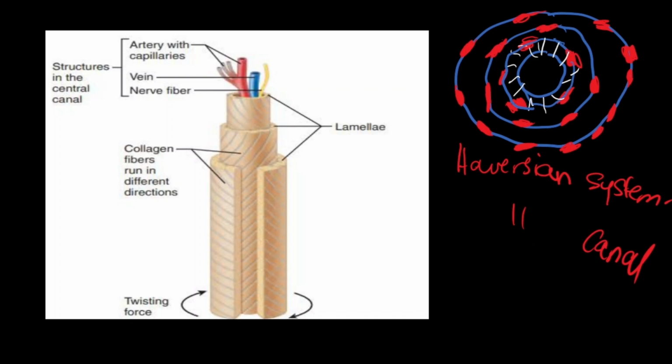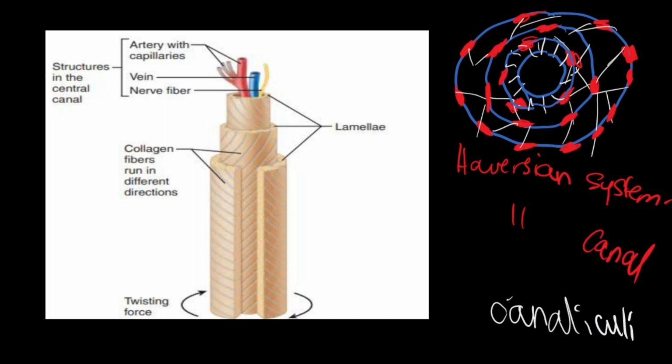Okay, so here they are represented in red, and you have these hair-like projections coming out from the lacunae. They help to interconnect the osteocytes. Okay, it's an interconnection, and these hair-like canals are called the canaliculi. So we have these canaliculi radiating in this manner.